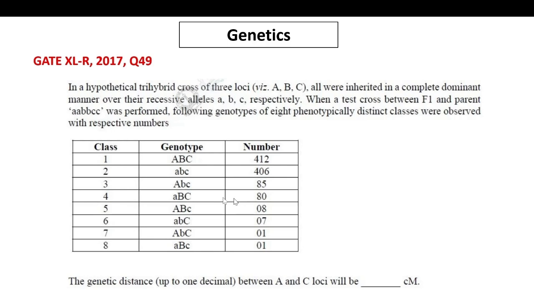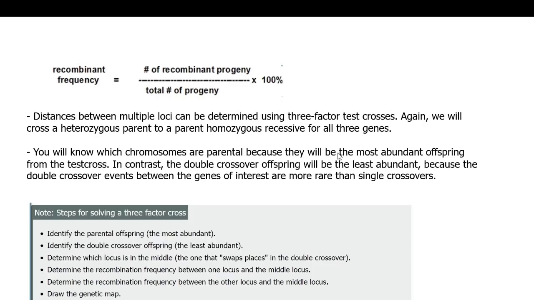Another important thing that you can observe from these numbers is that the parental phenotypes will always have the highest number. So here you can identify the parental phenotypes, which will be the most abundant offspring from the test cross. You will know which chromosomes are parental because they will be the most abundant offspring from the test cross, whereas in contrast, the double crossover offspring will be the least abundant.